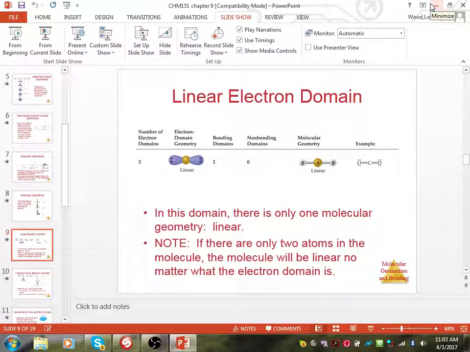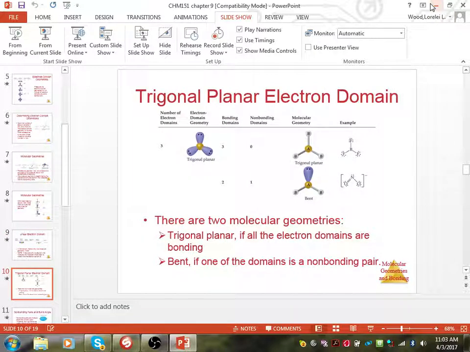All right, so there's linear. A good example is CO2. Trigonal planar. If you take trigonal planar electron geometry and then you have a non-bonded pair, all of a sudden trigonal planar becomes bent, which makes sense, right? Because you've still got 3 electron domains around the central atom, but now one of those electron domains is a non-bonded pair, which pushes the other 2 down and creates a bent electron geometry.